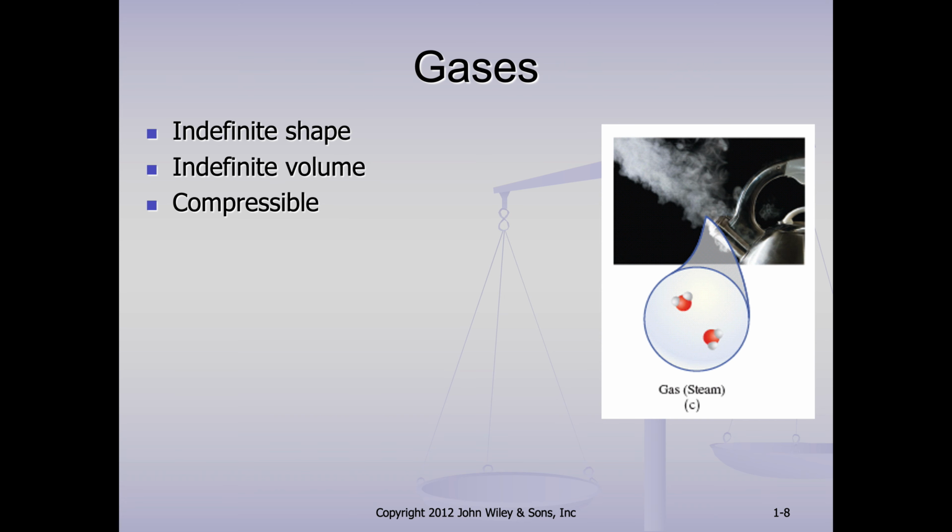Now, what does that mean in terms of the particles? Well, that means the particles, with indefinite shape, can change shape. So what does that mean? That means the particles can, that's right, they can move past each other. They have all three types of motion.